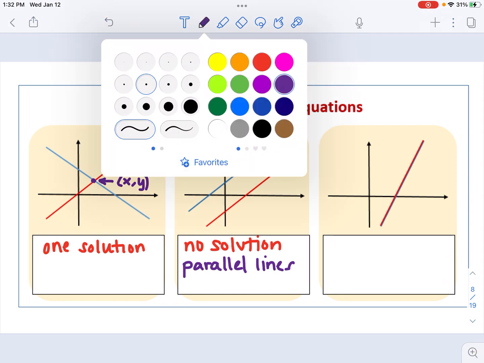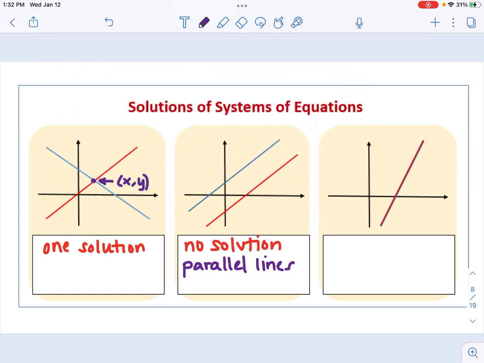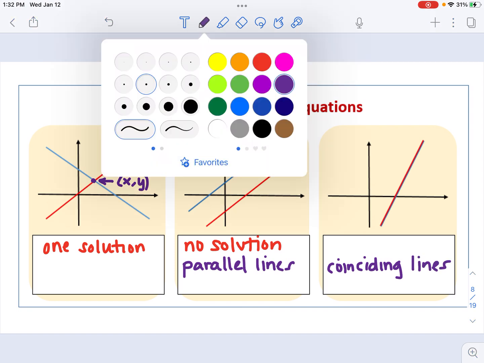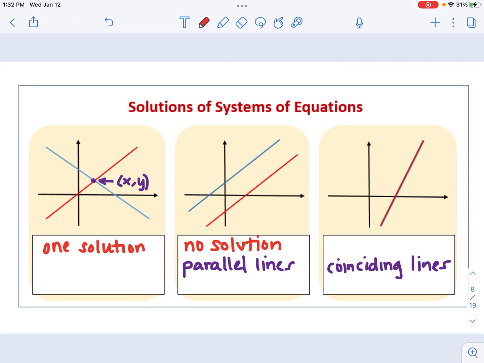Finally, we have a set of, what do we call these? Do you remember? Good, coinciding lines. What do you think about the solution set here? Good, this would have infinitely many solutions. Let's see if I can fit this. Many solutions. Sorry for my messy handwriting. This has infinitely many solutions because no matter what point we choose on either line, it will satisfy either equation. Visually, we see that there are infinitely many ordered pairs or coordinate points that show up on both lines.